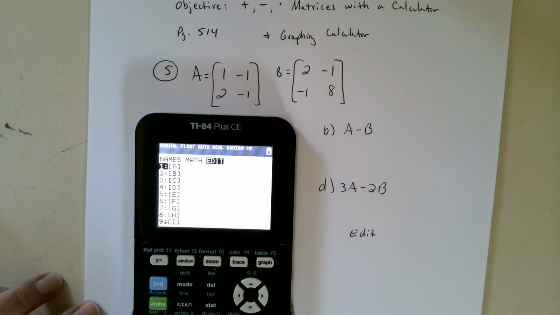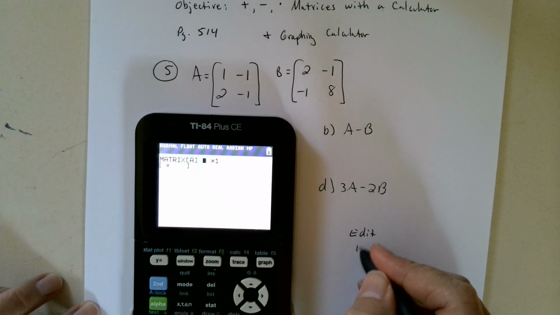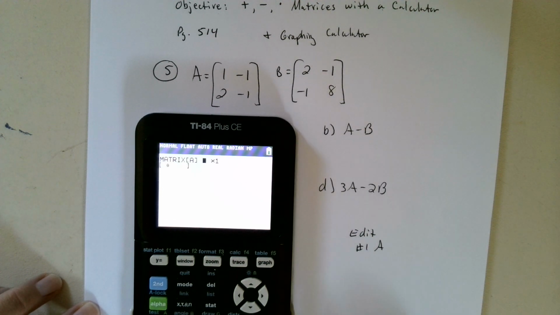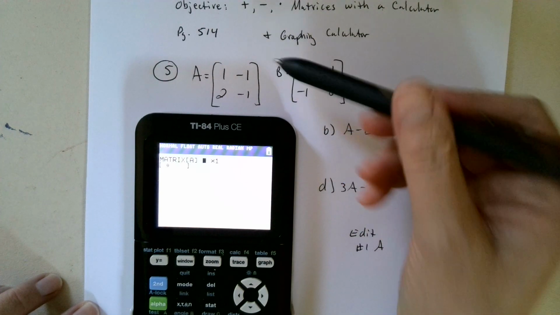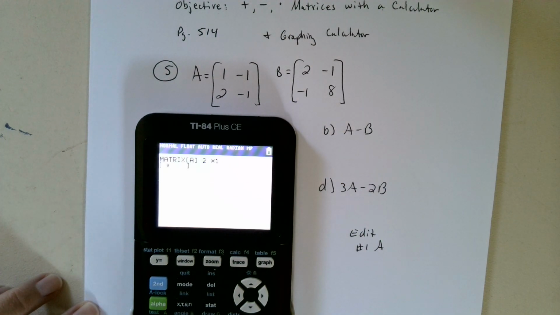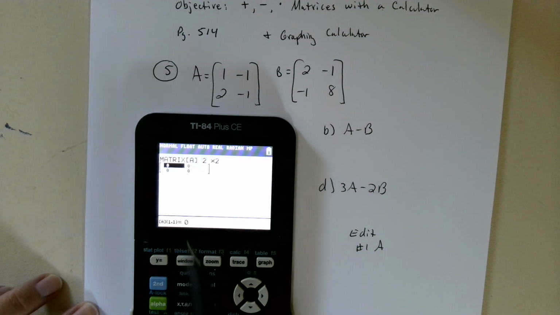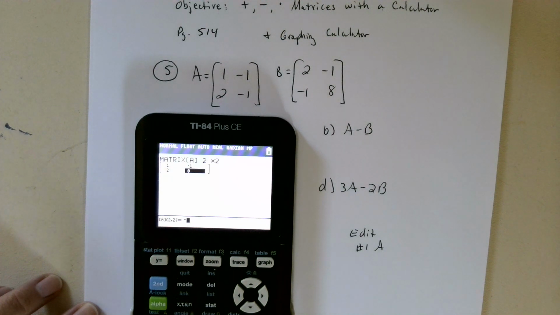And I want to edit number 1. So I'm just going to go into number 1, which is matrix A. And the first thing it asks for are the dimensions. And my matrix A is a 2 by 2. So I'm just going to press 2, enter, and 2. And you have to hit enter after every number that you put in. And then you're just going to put in your numbers. So I've got 1, enter, -1, 2, -1.